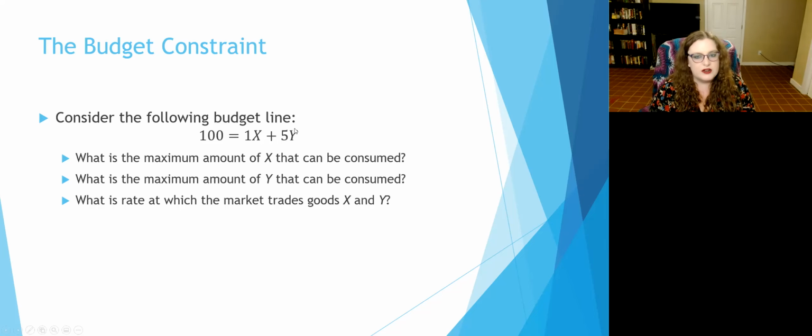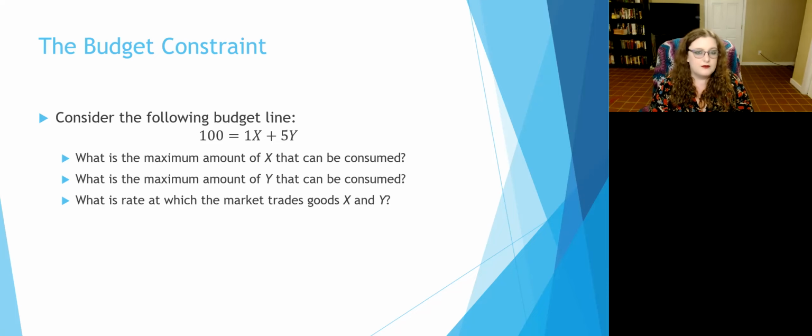For example, let's ask, what is the maximum amount of X that can be consumed? If we only consumed X, what would the intercept be on the horizontal axis, given this equation? Let's forget about the Y's altogether. We're not buying any Y. If we have 1 times X equal 100, well, with a $1 good and $100, we can afford 100 X. That's the maximum amount of X that we can consume. If we have $100 and a $1 good, we can at most consume 100 of them.